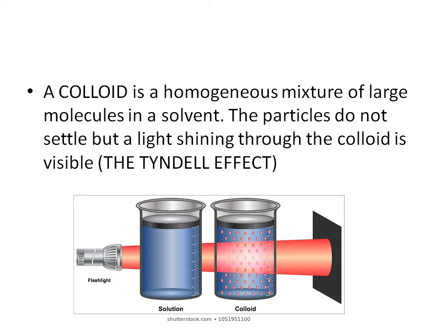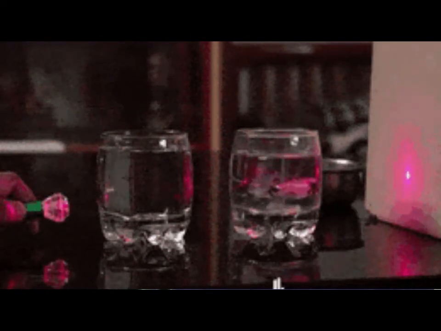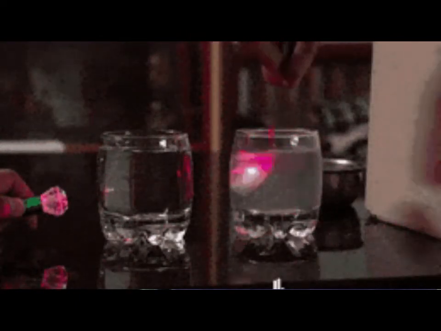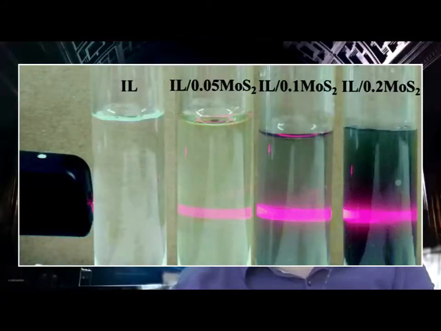So here they're adding something to this solution, stirring it up, and as they do, now you can see the laser beam going through the material because the particles are reflecting it. Here they're adding increasing amounts of that stuff. It's a substance that will allow you to see a light go through it, but it will not settle out. The mixture will not settle to the bottom.